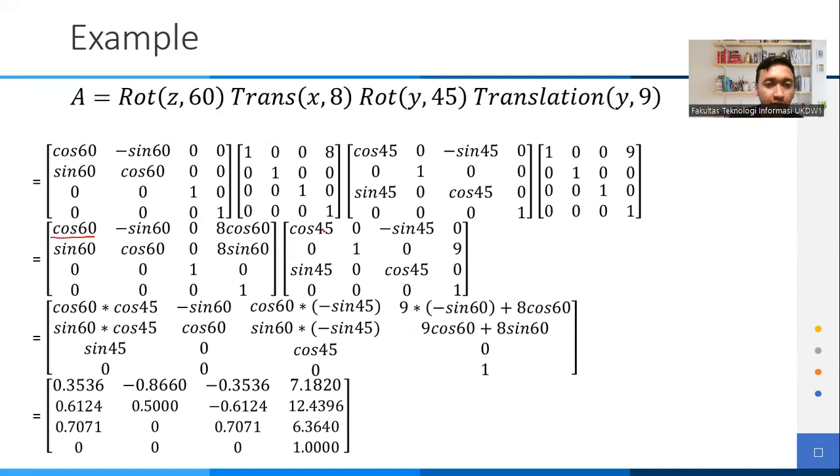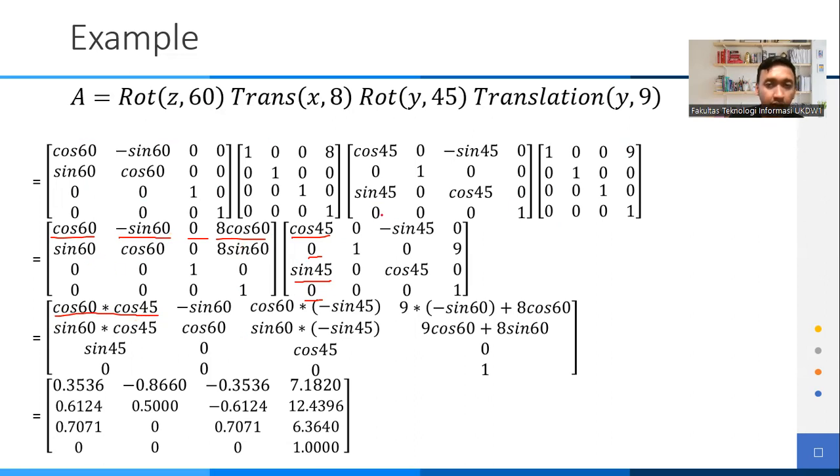Cos 60 multiplied by cos 40, plus minus sin 60 multiplied by 0, plus 0 multiplied by sin 45, plus 8 cos 60 multiplied by 0. So the result is cos 60 multiplied by cos 45.